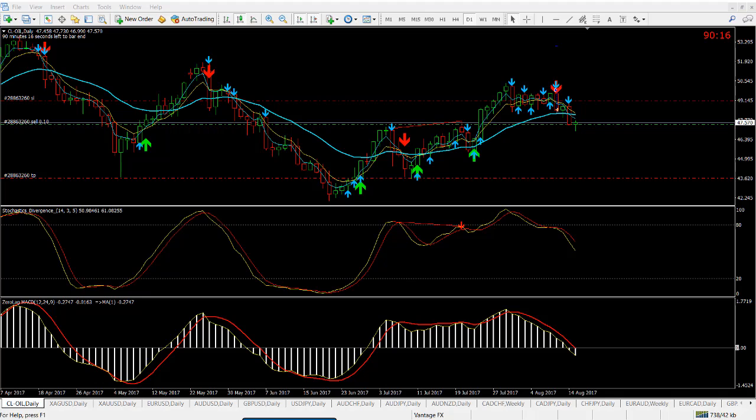Today is 16th of August, it's 5:30 a.m. in Melbourne, Australia, and it still is 15th of August, 3:30 p.m. in New York and 7:30 p.m. in London. Let's take a look at the market.